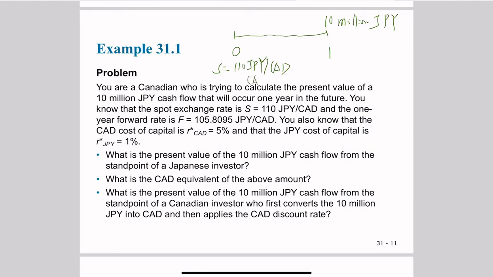Obviously, sometimes you can see a different case. You could see something like, let's say maybe 0.1 CAD per JPY. This is also an exchange rate. You just need to be careful with the units here. Okay, and the forward rate is 105.8095, again JPY per CAD.